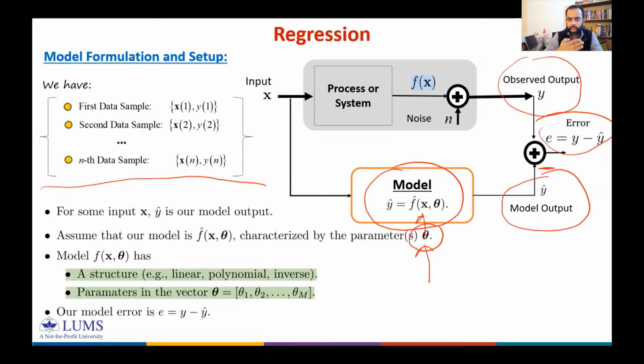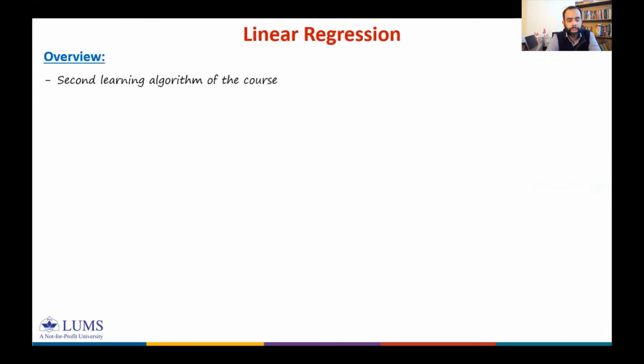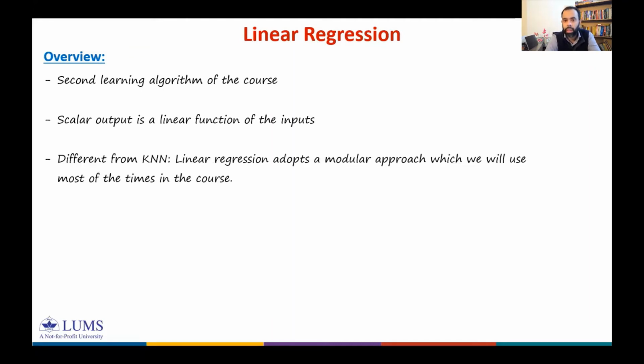And we now move towards linear regression. So far we have not talked about linear regression, we have talked about regression in general. After KNN, this is the second learning algorithm of the course. We will assume that we have a scalar output, which is a linear function of your inputs. Your input can be a scalar or a vector, so we have a multiple feature, single variable regression problem. This is different from KNN in many aspects.